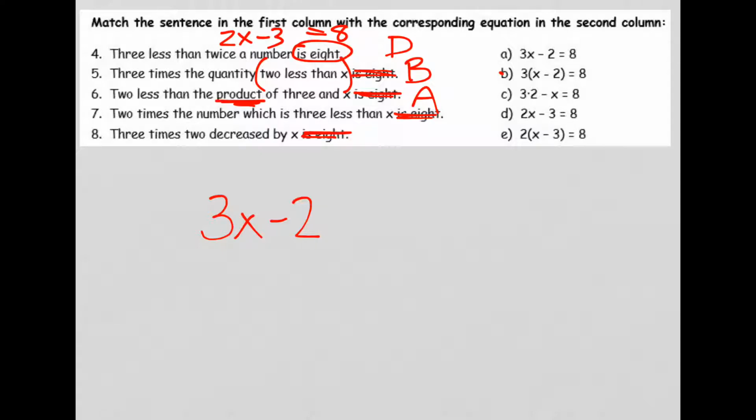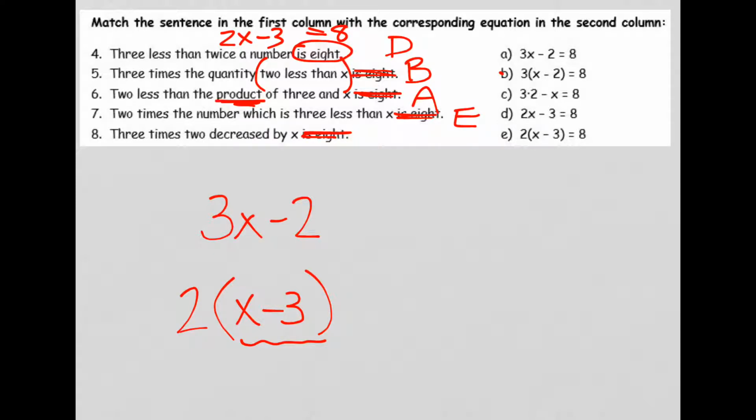2 times the number, which is 3 less than x. Okay, so I got to go 2 times something. And the thing that I'm multiplying by 2 is the number, which is 3 less than x. So 3 less than x looks like x minus 3. And that would be the number. And so then this is 2 times it, and that looks like E.